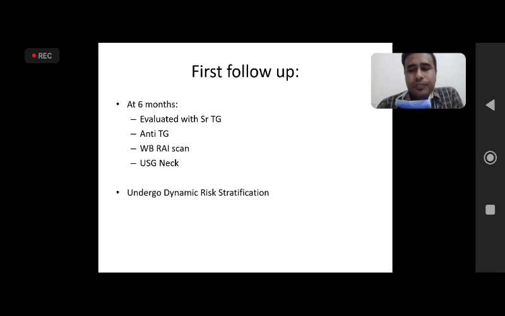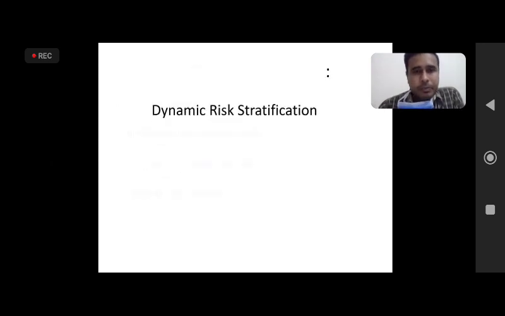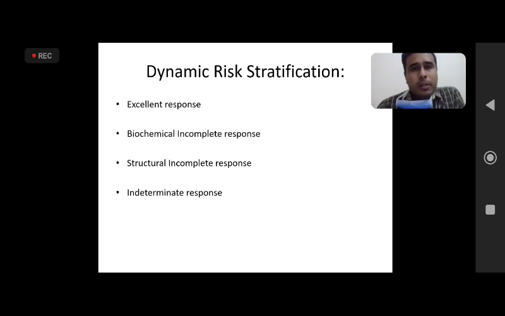Then if the TG level is elevated, we do a whole body radioactive iodine scan, that is, give up to a dose of 3 millicurie, and we do a whole body scan, and we do an ultrasound neck also. Now the patient undergoes dynamic risk stratification. So what are the components of dynamic stratification?